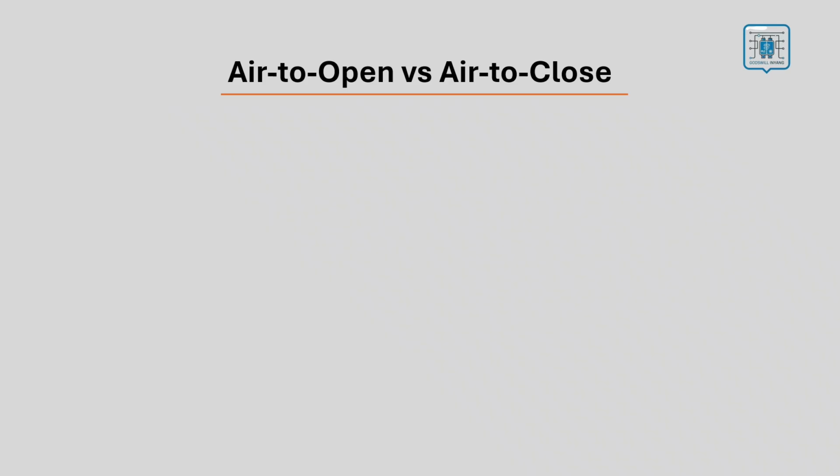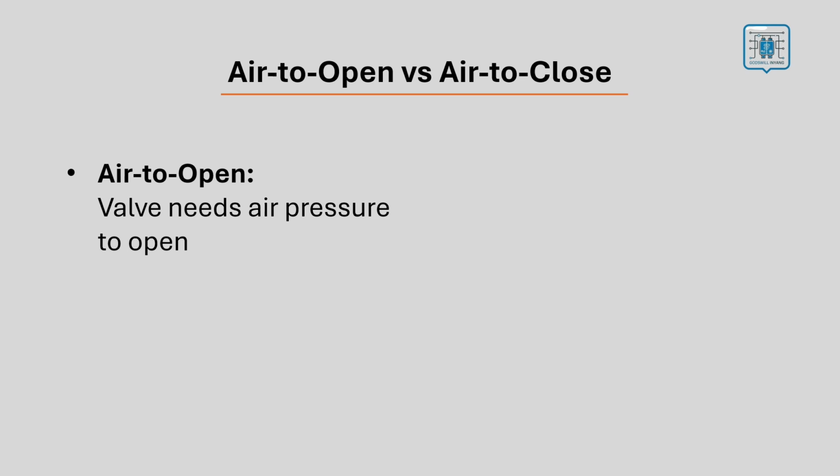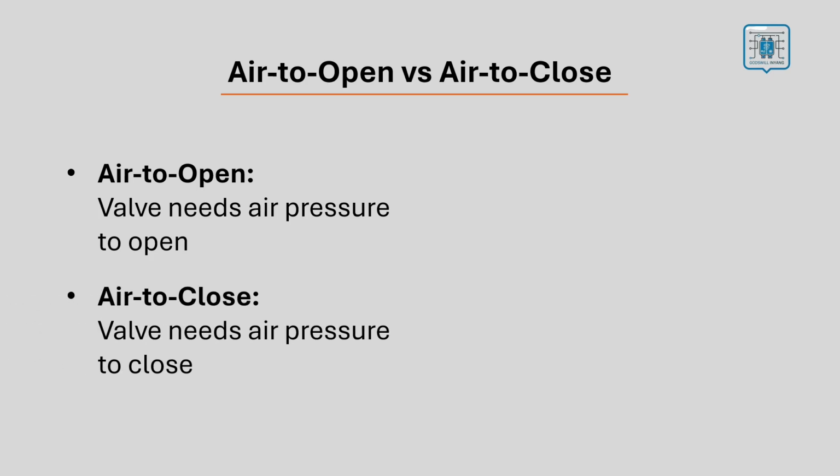Valves operate using two basic air action types, air to open and air to close. In an air to open valve, air pressure is required to open it. When air is lost, the valve naturally closes. In an air-to-close valve, air pressure is required to close it, meaning it stays open even if the air fails.